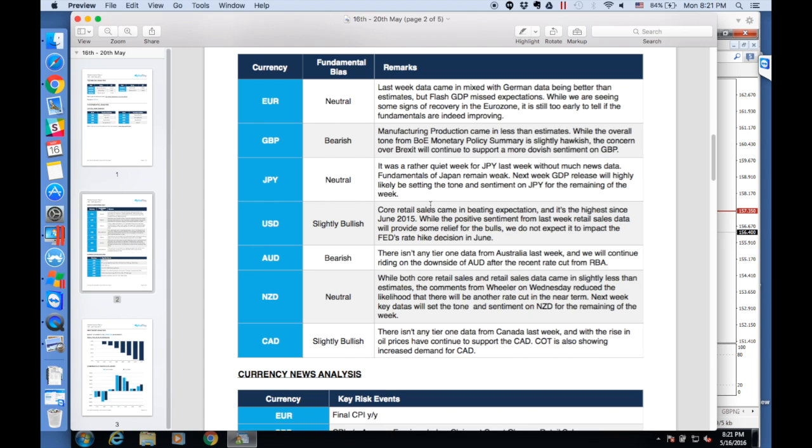Money normally flows into the Japanese yen and Swiss franc. So this is where it's neutral right now, and the fundamentals of Japan remain weak. But what you want to take note of is that this week we have the GDP release, and you want to take note of that because GDP can easily shift a neutral stance to either bullish or bearish.